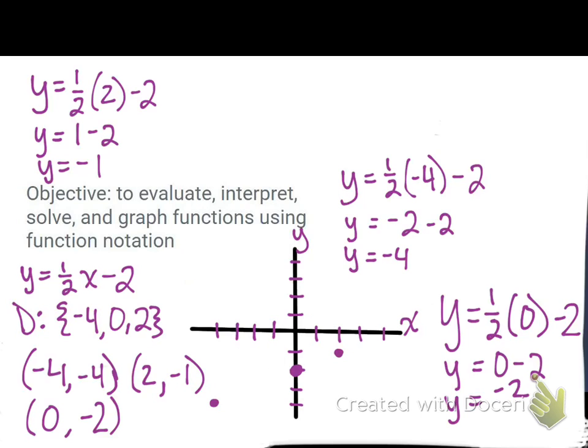Am I going to connect these points? No, why not? It's discrete. They gave me specific values for my domain. They only gave me certain numbers that I was allowed to plug in. I can't plug in any number in between them, just those certain numbers.